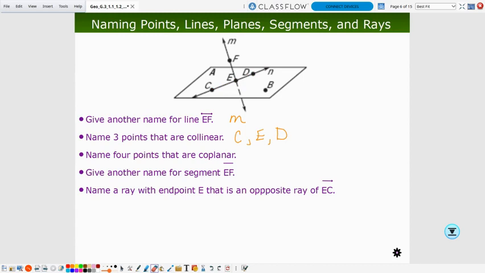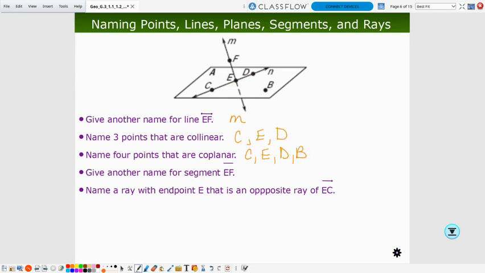Name 4 points that are coplanar. What does coplanar mean? Coplanar means that our points are on the same plane. So think of a plane as a piece of paper. Which points are on that piece of paper? Well, we've got C, we've got E, we've got D, and there's another one, B, that is also on that plane.